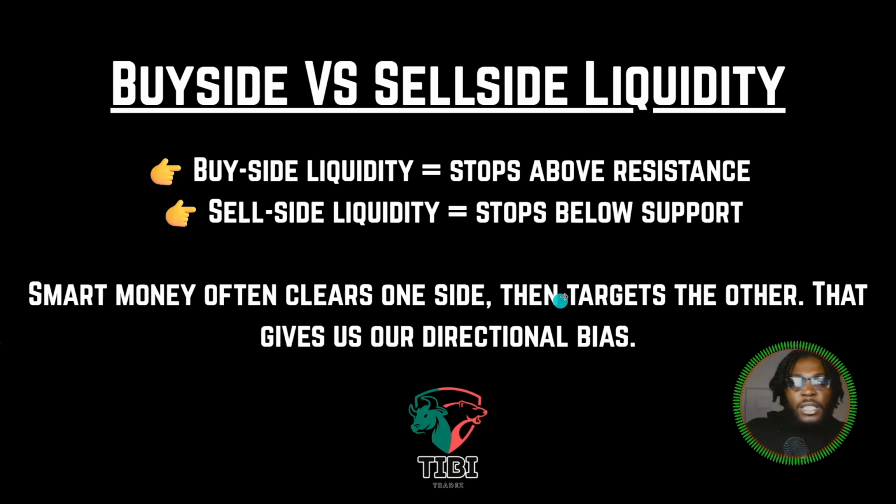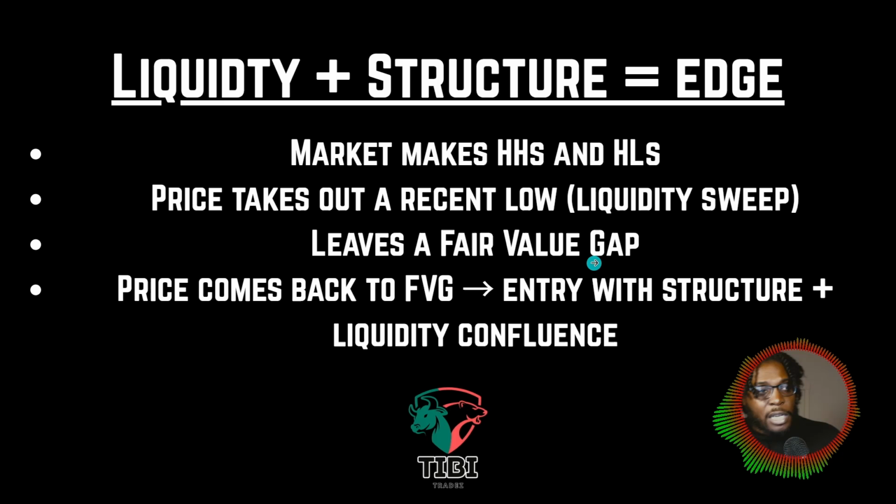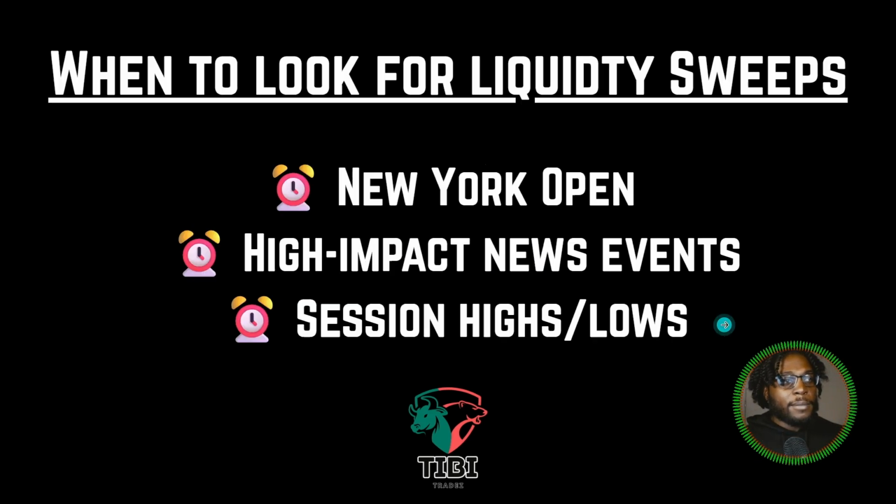But next, liquidity and structure is going to be your edge. So the market makes highs and lows. The price takes out a recent low, liquidity sweep. It leaves a fair value gap. Price comes back to the fair value gap, entry with structure, and then your liquidity confluence. So this is pretty much a generic breakdown of the steps you would be taking whenever you get your liquidity sweep: looking for the fair value gap, waiting for price to pull back, entering with that entry model that we went over, and then you target liquidity.